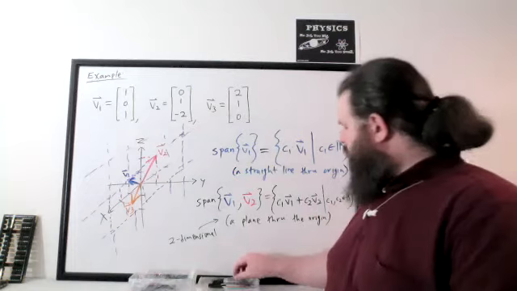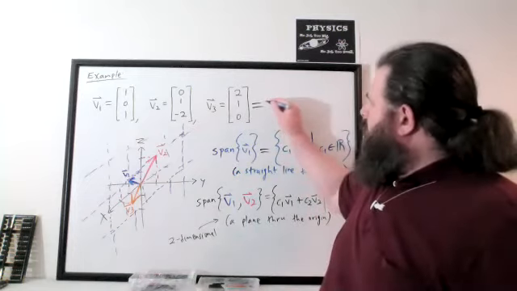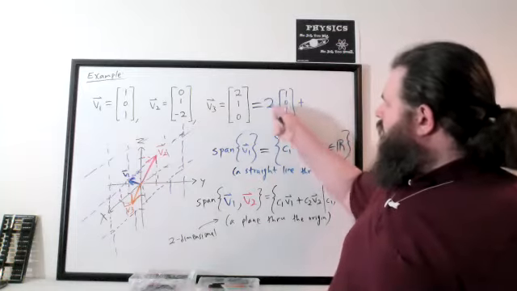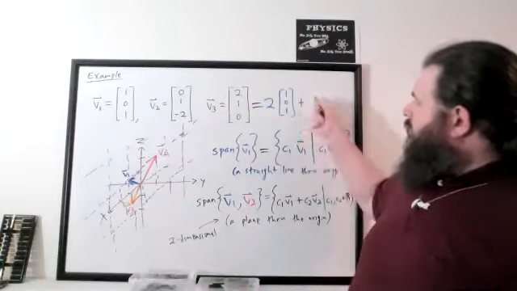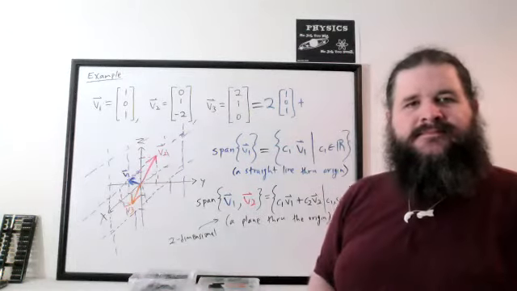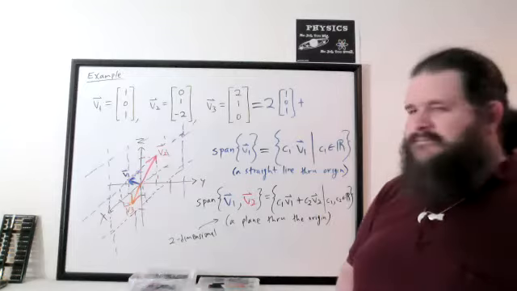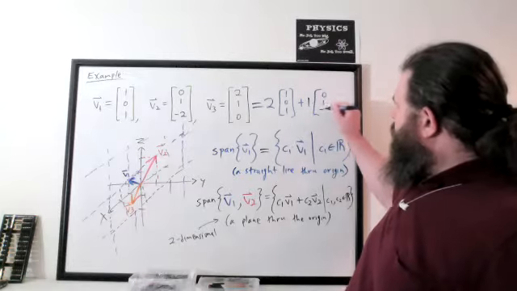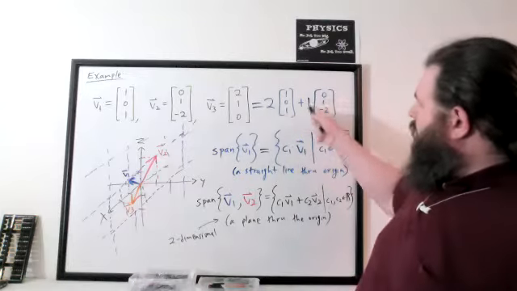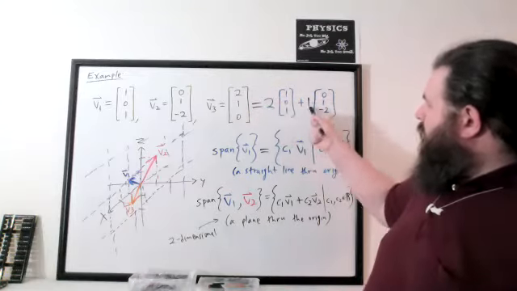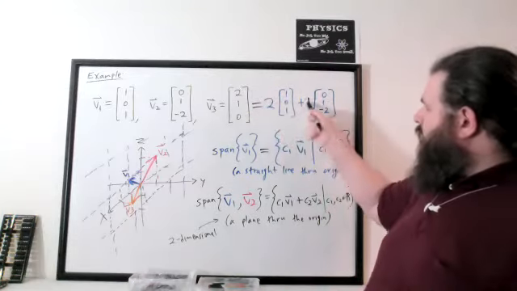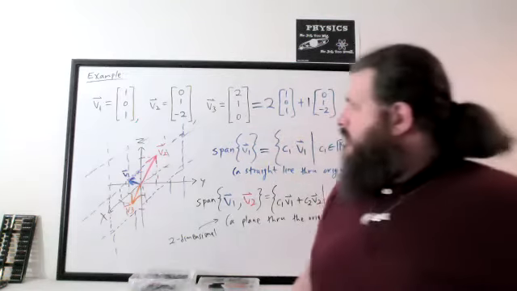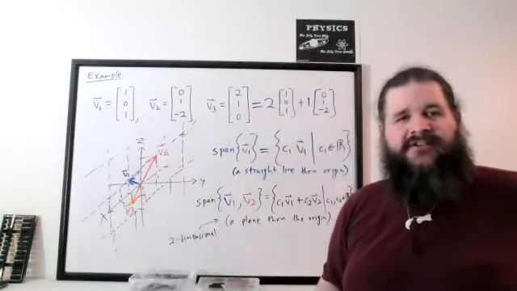Yeah, if we take 2 times v1, that gets us 2 times 1 is 2. But what else do we need to add to that? Plus 1 times v2. We get 2 times 1 plus 1 times 0, that's 2. 2 times 0 plus 1 times 1 is 1. 2 times 1 plus 1 times negative 2 is 0. So it's possible to build vector v3 using just v1 and v2 in linear combination with each other.